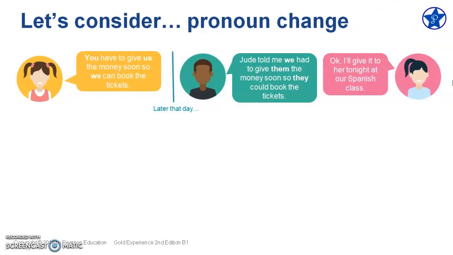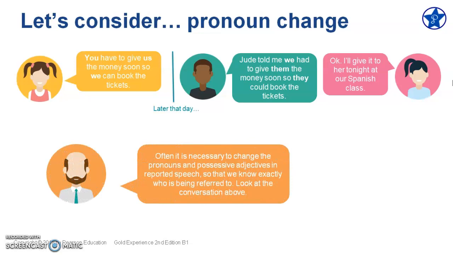Let's consider pronoun change. Often, it is necessary to change the pronouns and possessive adjectives in reported speech so that we know exactly who is being referred to. Look at the conversation above.